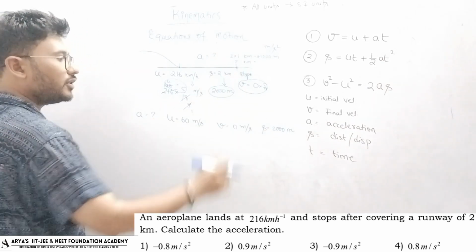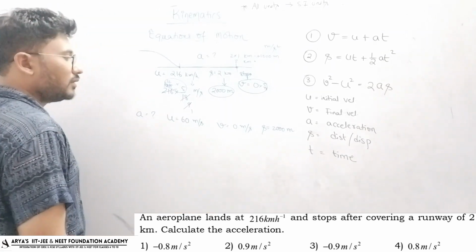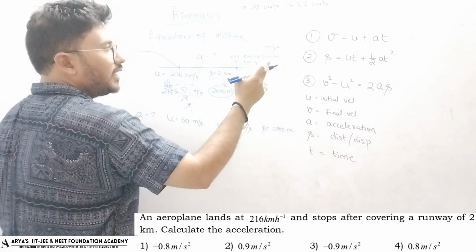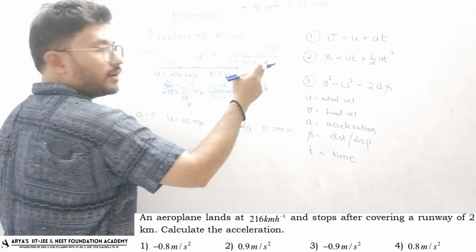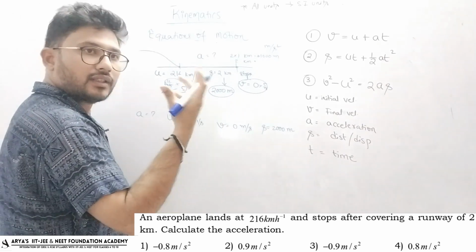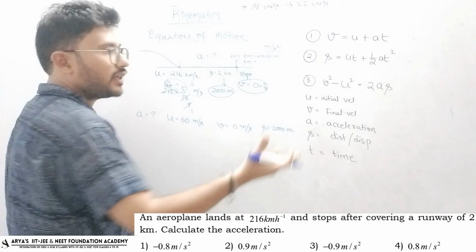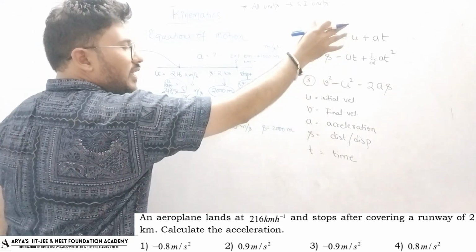Now which equation should we use? If you want, you can go with the elimination method also. The first one, why can't we take it? There is no t value. The second one, why should we not take it? There is no t value. The third one, can we take it? Yes, we can take it, because the t value is not even mentioned.